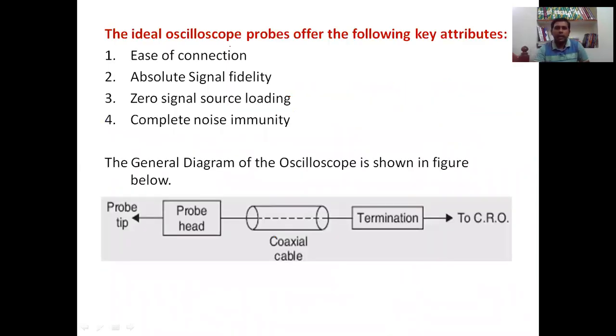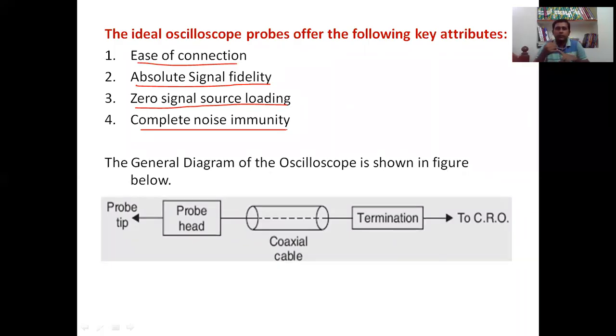Then the ideal oscilloscope probes offer these key attributes. The first one is ease of connection, then absolute signal fidelity, zero signal source loading, and complete noise immunity. So it has these four attributes or features.